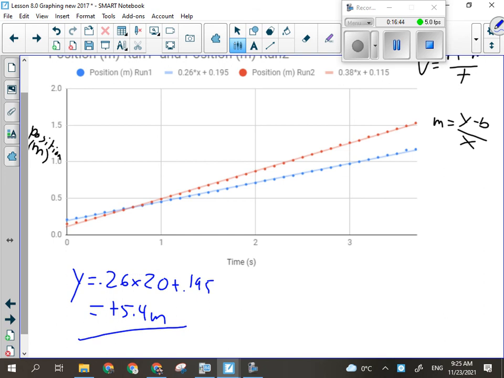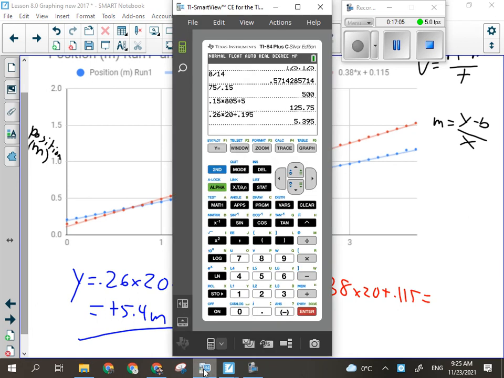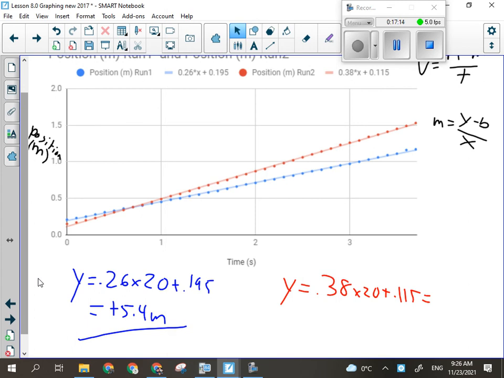And then for our second run, it's the same calculation. We're still calculating y, but we use different numbers. We use a velocity of 0.38 meters per second times 20 seconds plus the initial position of 0.115 meters. 0.38 times 20 plus 0.115. All right, so we're getting positive 7.7 meters.